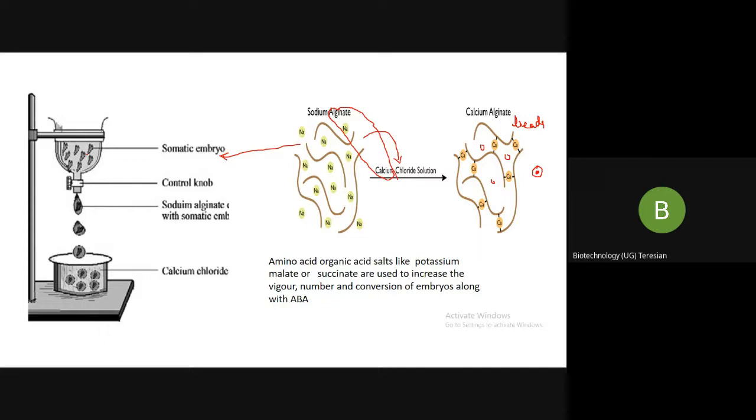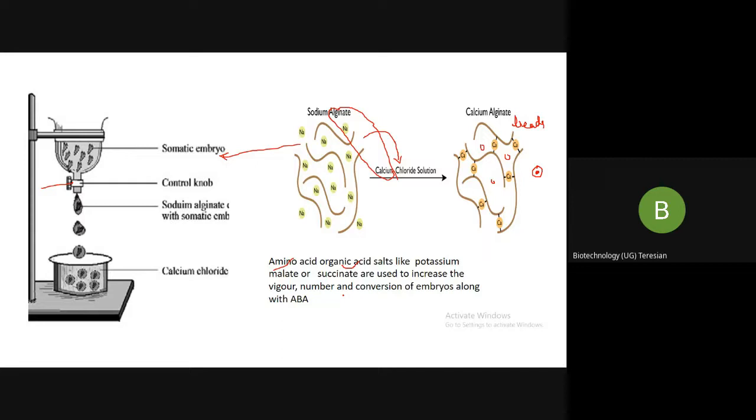They have used amino acids, I have mentioned in the slide here, and organic acids such as the potassium, like aspartic acid, malic acid, or salts like potassium malate, or potassium aspartate, or even succinate has been used. So these are all being tried.